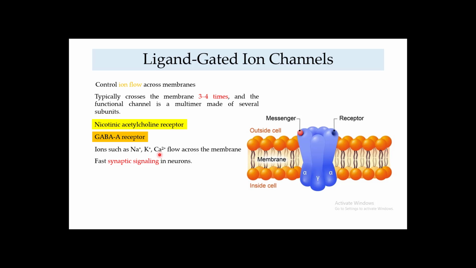So the ligand-gated ion channels and the G protein coupled receptors are the important examples of the multipass transmembrane proteins.